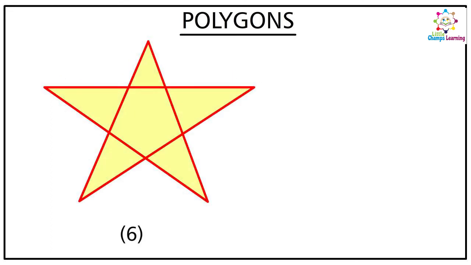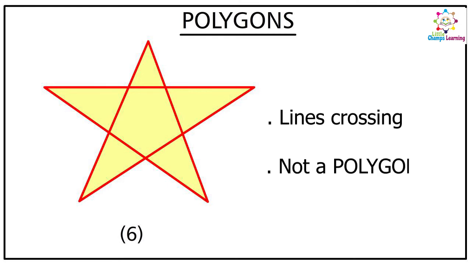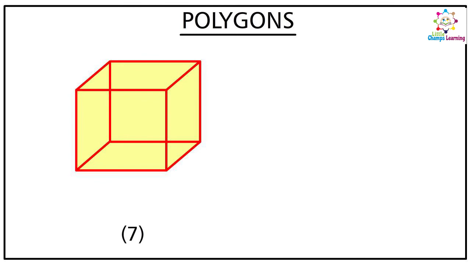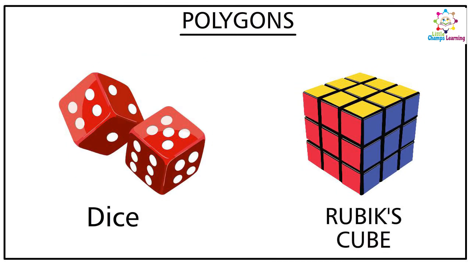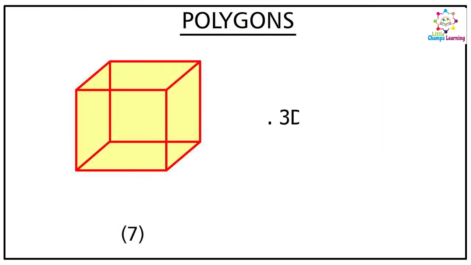The next star you can see here, the edges are crossing each other. So a polygon is a flat and simple shape. The edges cannot cross each other. So this can't be a polygon. The last one is a cube. Cubes you see everywhere, like a dice or a Rubik's cube. And a cube is not a polygon because it is a 3D figure.